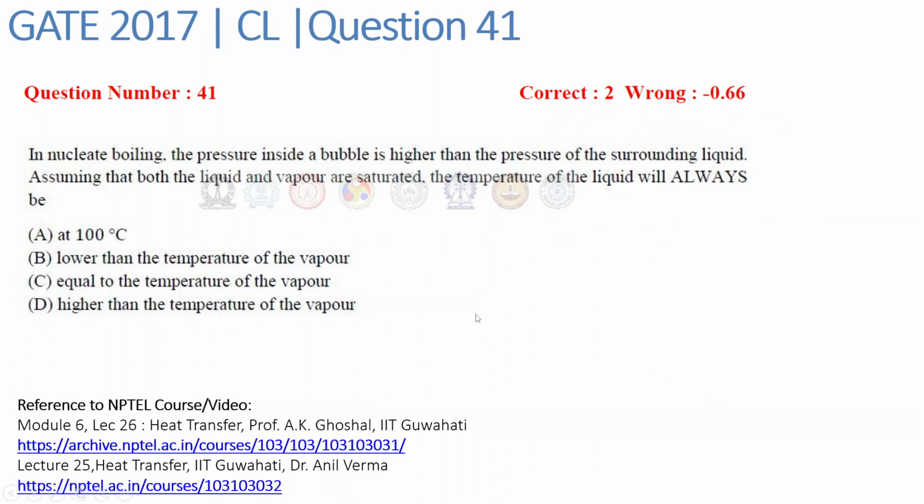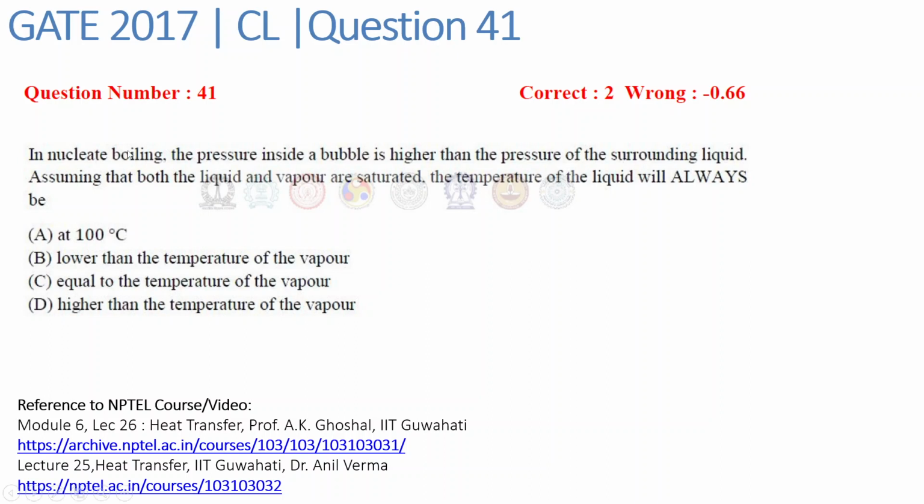Hello everyone, we are looking at question 41 of the GATE 2017 chemical engineering paper from the subject of heat transfer. The question is: in nucleate boiling, the pressure inside the bubble is higher than the pressure of the surrounding fluid. Assuming both the liquid and vapor are saturated, the temperature of the liquid will always be: lower than the temperature of vapor, equal to the temperature of the vapor, higher than the temperature of the vapor.